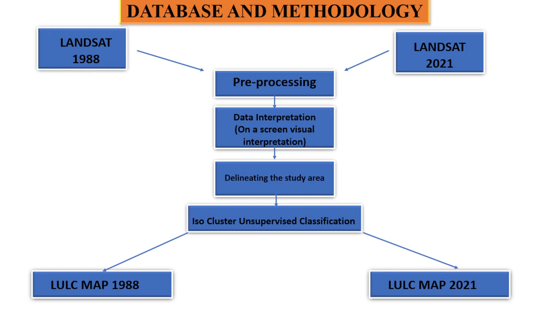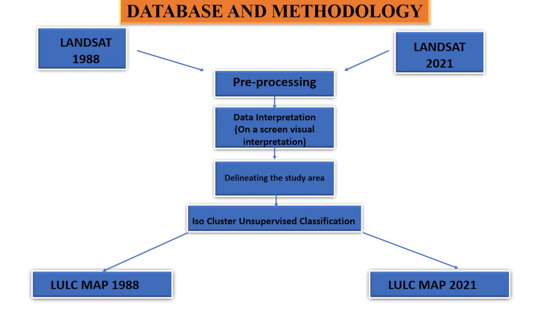The next step involves delineating the study area, which defines the geographical boundaries for the analysis. Subsequently, the ISO cluster unsupervised classification technique is applied. This method groups pixels into clusters based on their spectral similarities, helping in the classification of various land cover types without requiring prior knowledge or training data.